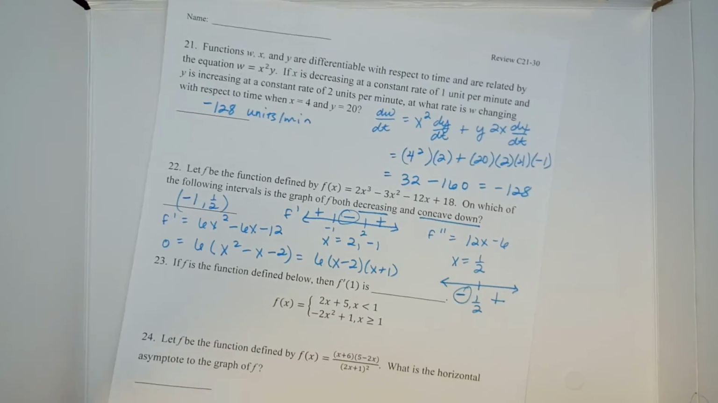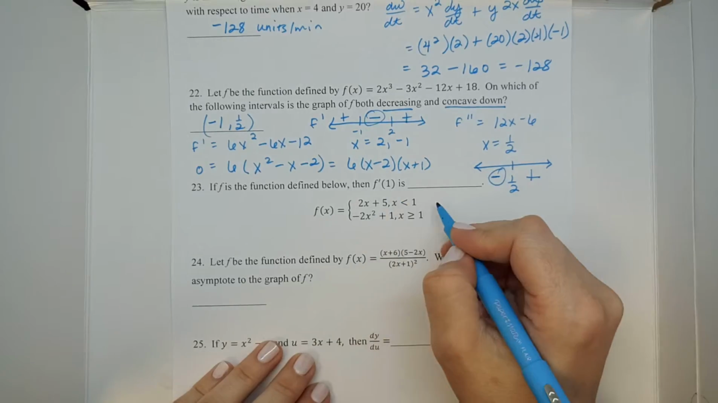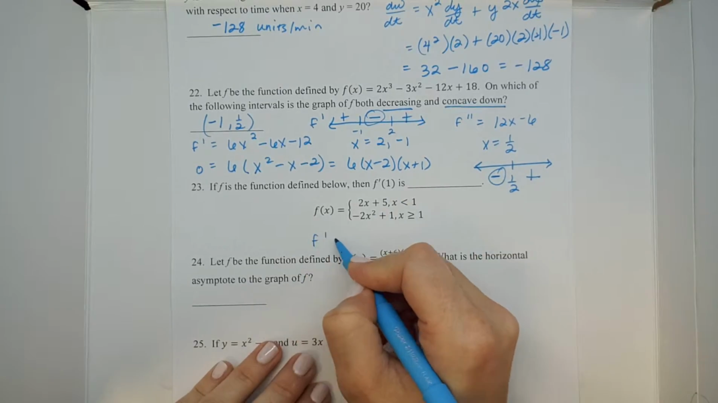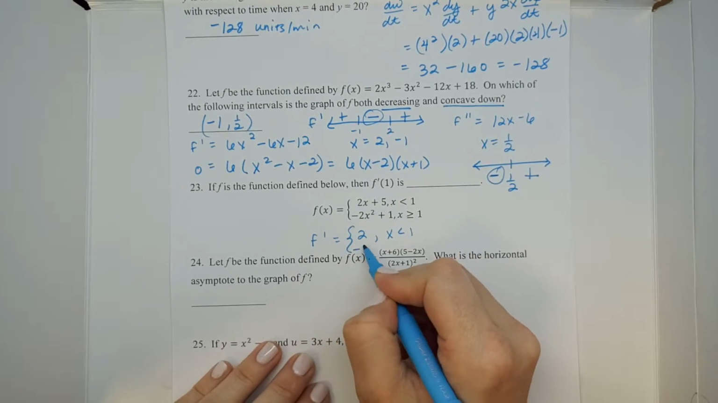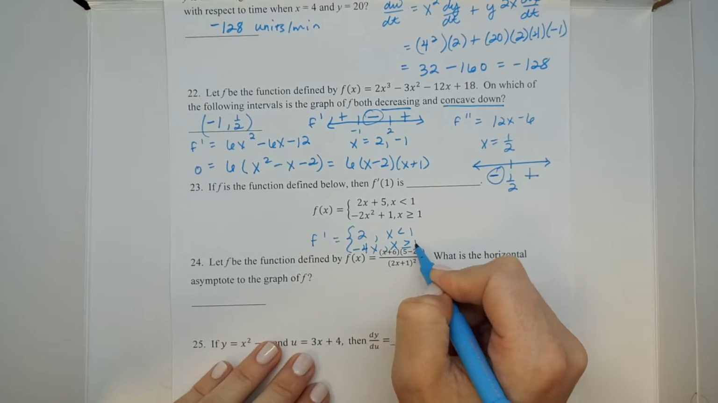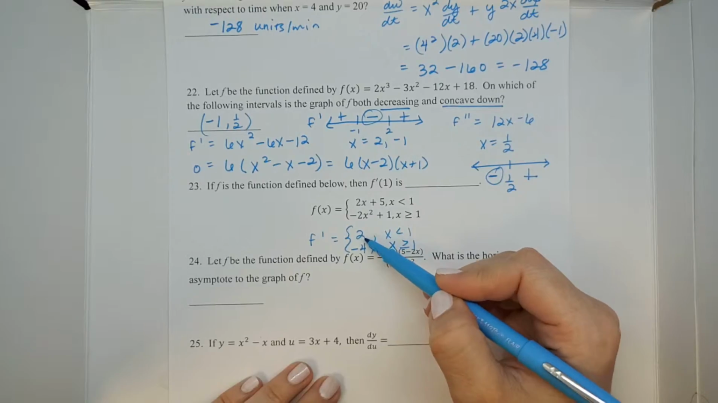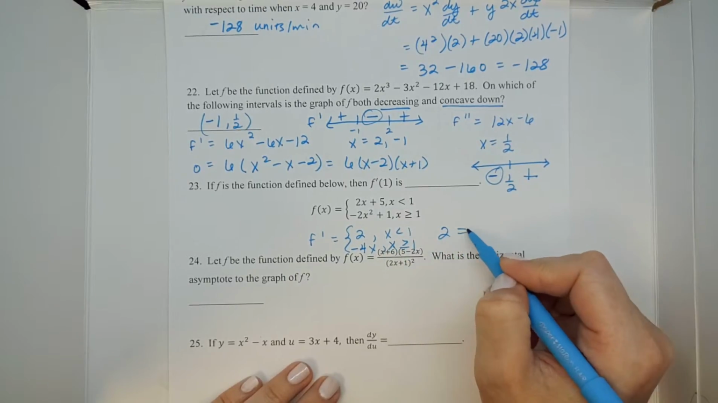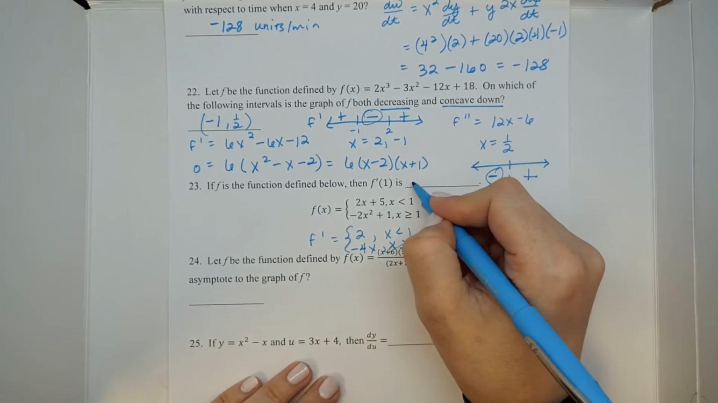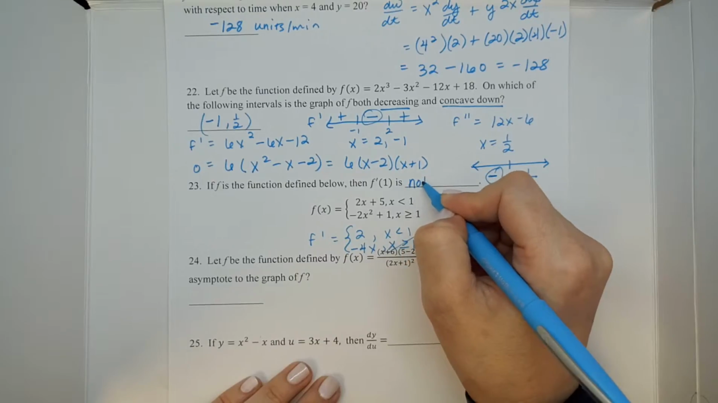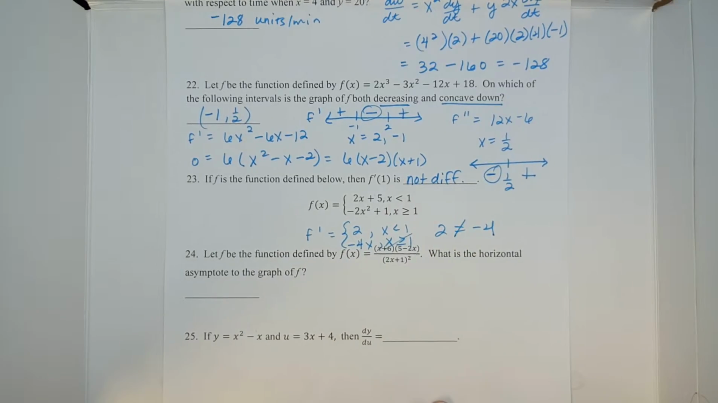Okay, on the next one, we have a piecewise function. We want to know the derivative at 1. So we're going to differentiate each piece. So f prime is going to be 2 for x is less than 1, and -4x for x is greater than or equal to 1. Now look at this. If you plug in 1, I'd have 2 here and -4 here. Well, 2 is not equal to -4, therefore the derivative does not exist at 1. Okay, so I would say not differentiable, or no solution, or it does not exist. I'm just going to put not differentiable in this case.